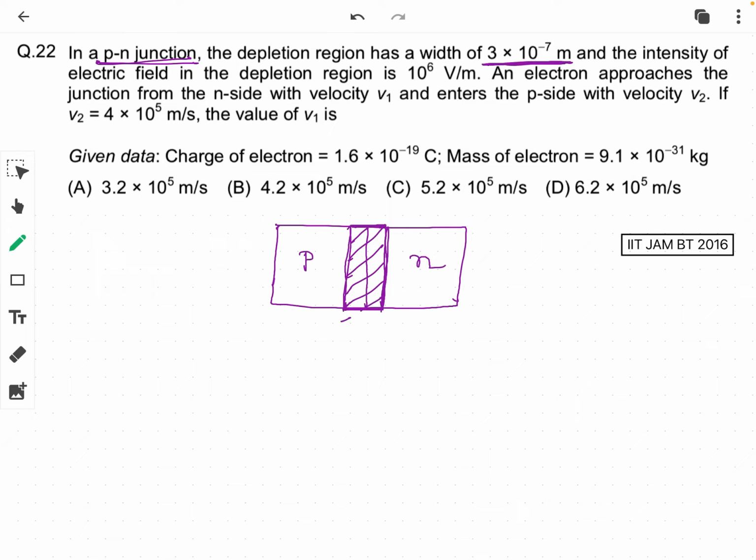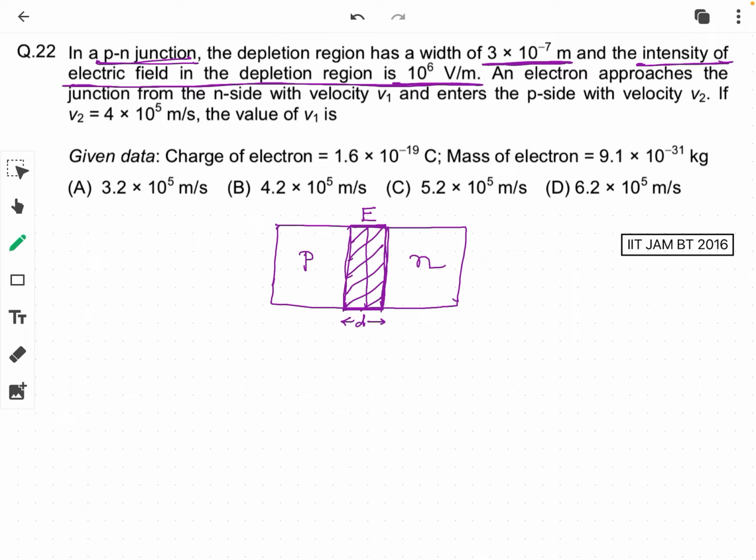So let us call it as D. Okay. And the intensity of electric field in the depletion region is 10 to the power 6 volt per meter. Okay. So let us call it E, the intensity of electric field.